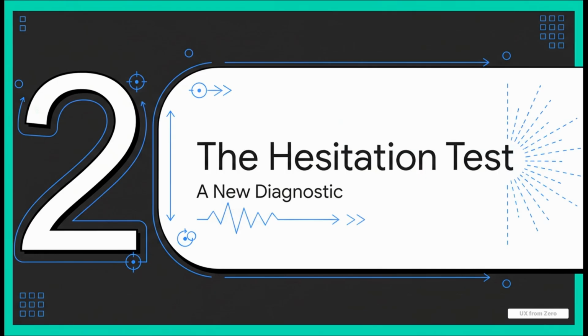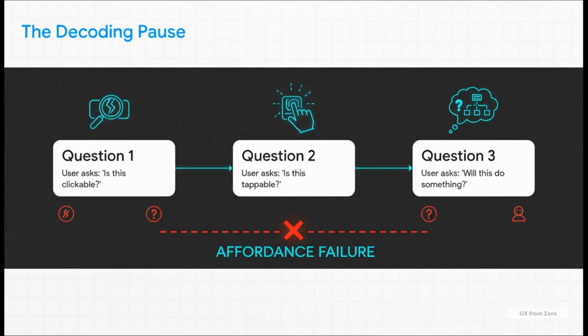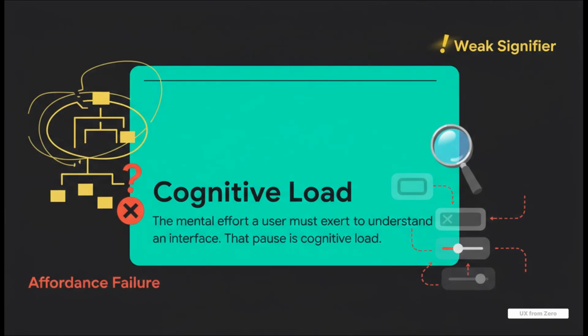Well, there's a really simple but super powerful tool for this. Let's call it the hesitation test. And it's exactly what it sounds like. If a user has to stop and think, even for a millisecond before they act, it means they're having to actively decode the interface. Their brain is literally pausing to ask, wait, is this a link? Can I click this? What's going to happen if I tap that? And that pause, that little bit of thinking, that's not nothing. In the design world, that's what we call cognitive load. It's the brain power you're forced to spend just trying to figure out how to use the thing in front of you. And almost every single time, it's caused by a weak affordance signal.